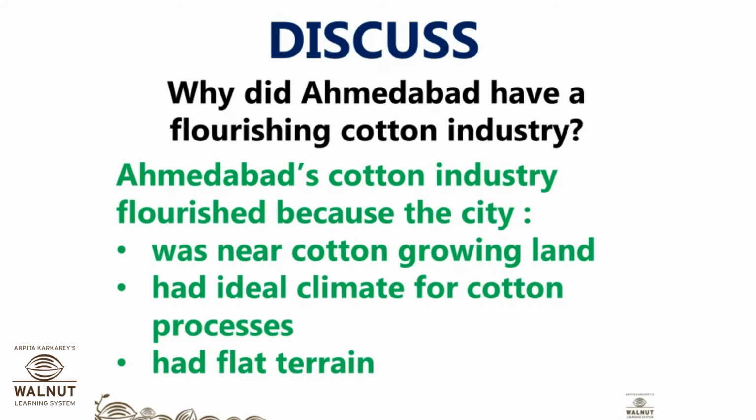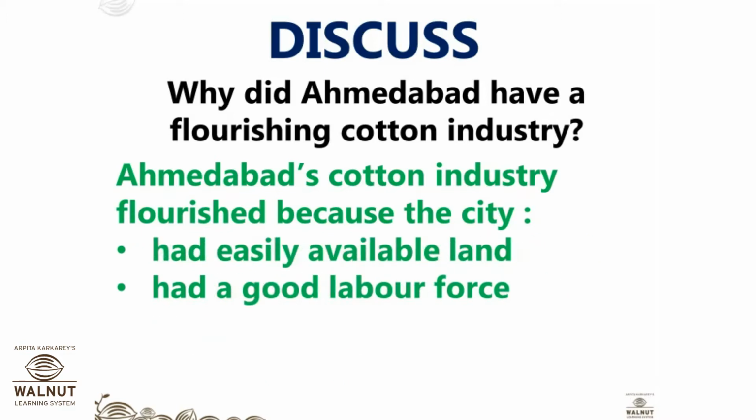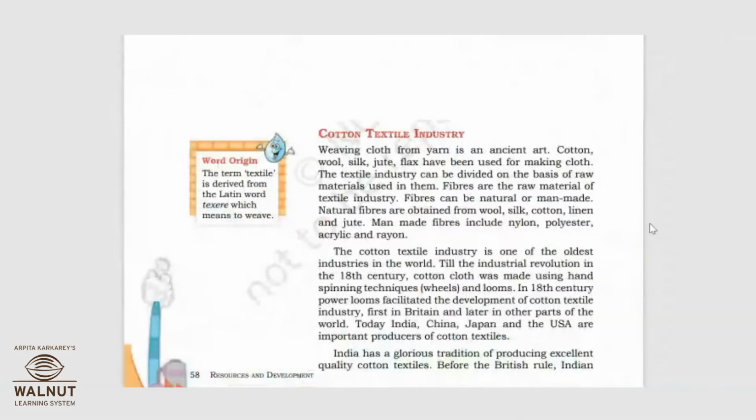Ma'am, what are the last two points? Yes, again, we'll revise. It was near cotton growing land. It had ideal climate for cotton processes. It had a flat terrain. It had easy availability of land, and it had a good labor force. Okay, now we'll open the textbook. Now who will read?